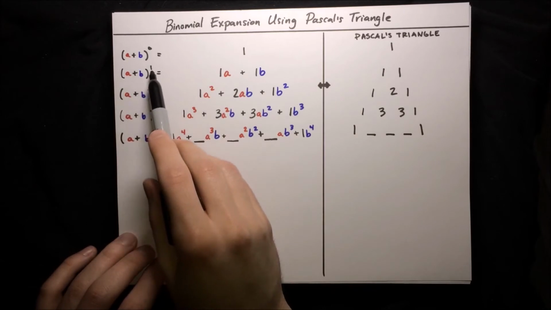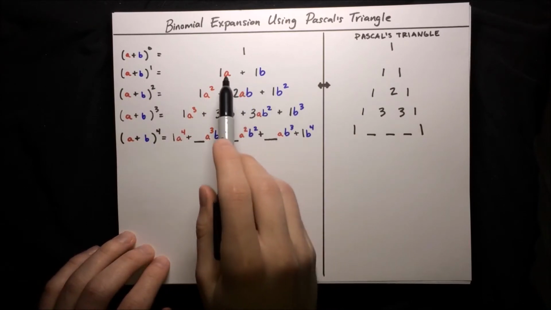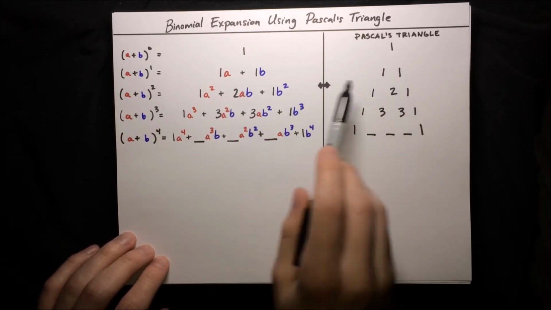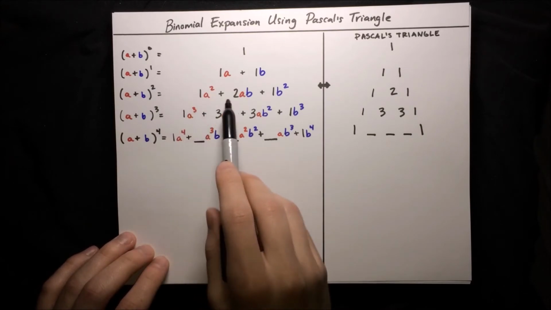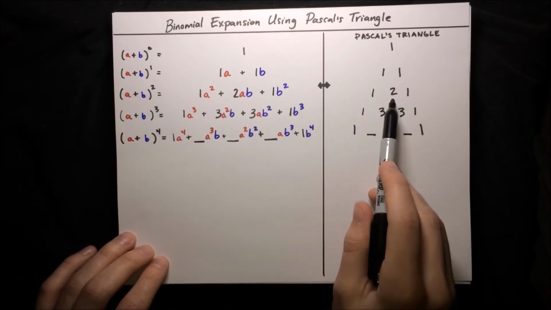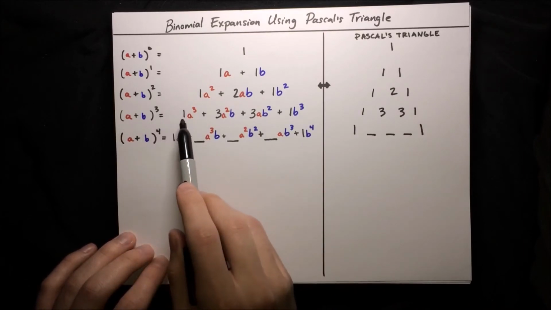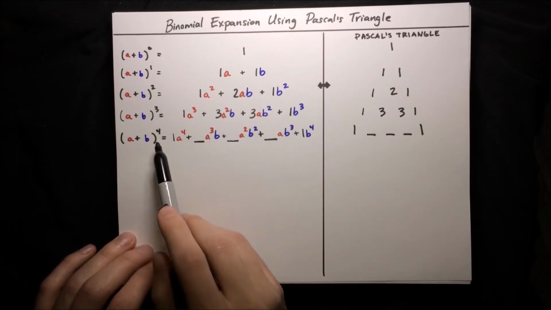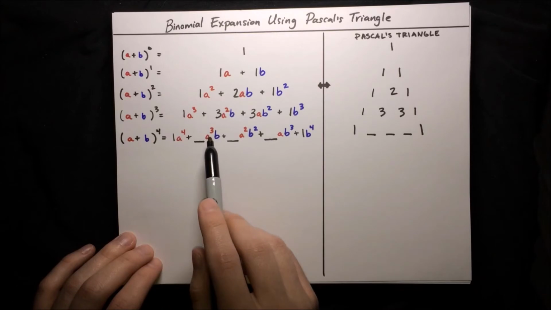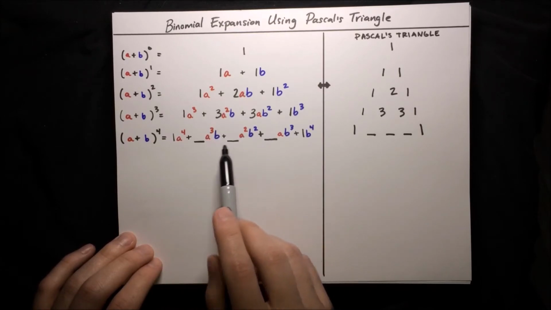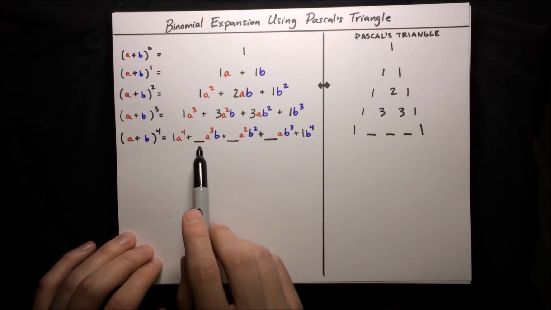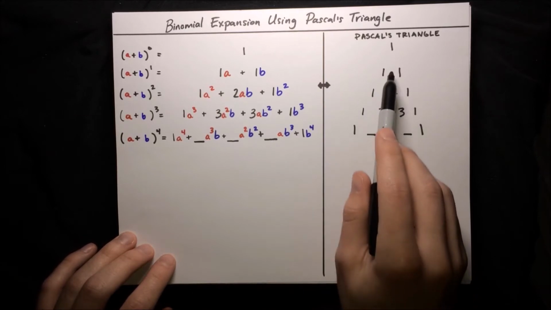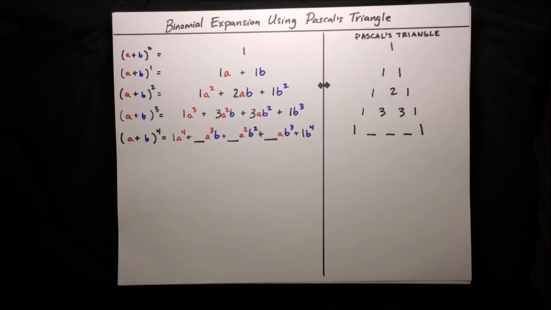Then (a + b) to the first is just a plus b, and we're going to write those coefficients very explicitly. That's 1a plus 1b, so we'll put 1 and 1 in the triangle. Then (a + b) squared, coefficients are 1, 2, 1, so the next row in the triangle is 1, 2, 1. Then (a + b) to the third, 1, 3, 3, 1 are coefficients, so put those in the triangle. And then (a + b) to the fourth, we already figured out the a to the fourth, a cubed b, a squared b squared, all of that, but we just needed to figure out the coefficients. And so we're going to leave those blank in the triangle and see if we can notice a pattern in Pascal's triangle.